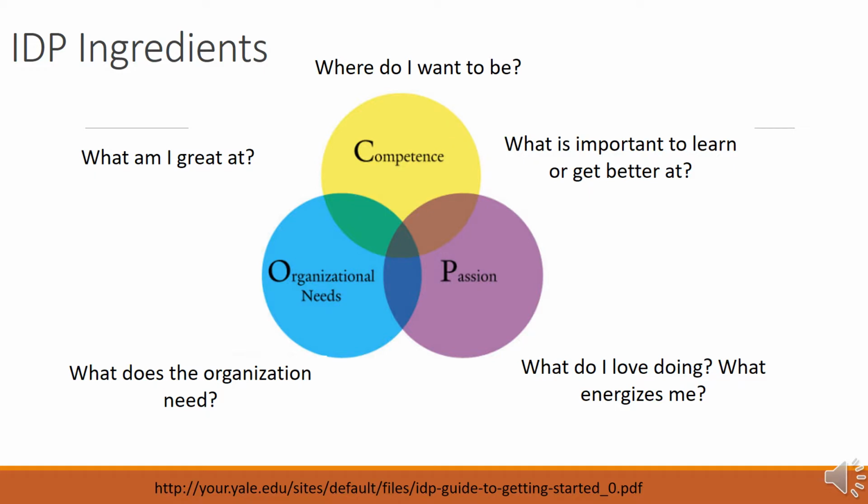The next thing, similar to our SWOT analysis, is our strengths and our weaknesses. So, what am I great at? Where do I want to be? And then the better question is, what gap? How do I identify that gap? So you can ask yourself, what are the things that are important to learn or get better at? And what's really important here is that we're putting it in the context of an organizational need.